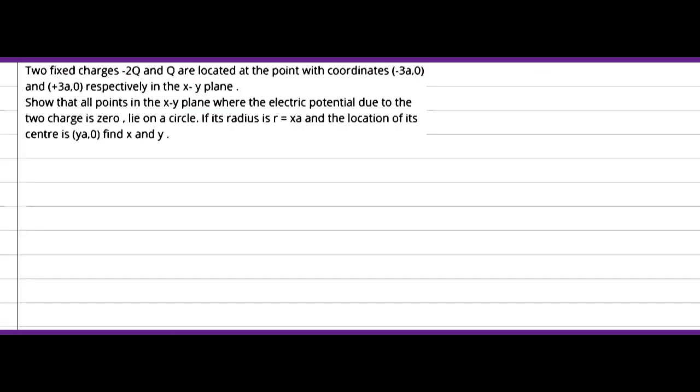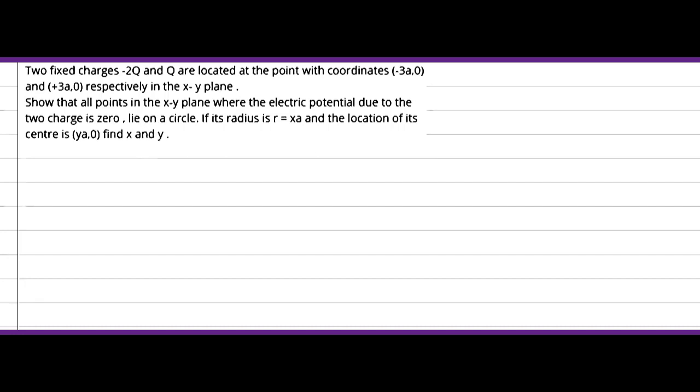Hello everyone, let us start with our question. In this question, it is given that there are two charges, -2q and q, which are fixed at points having coordinates (-3a, 0) and (3a, 0) respectively in the xy plane. We need to show that all the points in the xy plane where the electric potential due to the two charges is 0 lie on a circle. Okay, this is the first part. And the second part: if r equals x times a and the location of the center is (ya, 0), we need to find what x and y are.